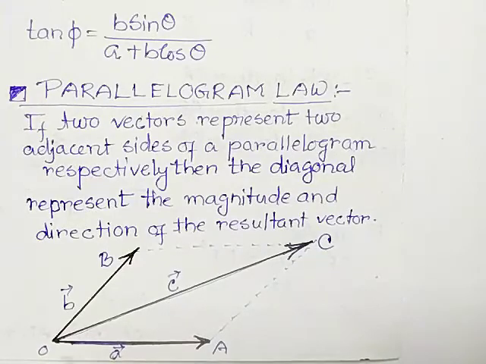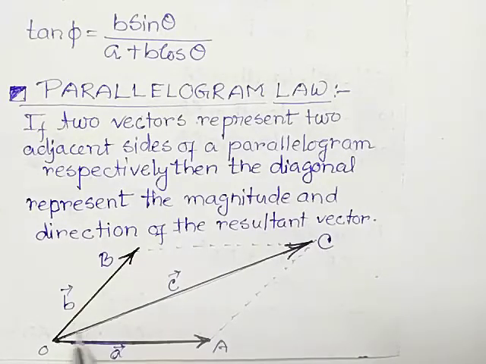In this parallelogram OACB, two adjacent sides, OA and OB, represent two vectors, A vector and B vector, and the resultant of the A vector and B vector is denoted by C vector, which is along the diagonal of this parallelogram. So what is the statement of the parallelogram law? If two vectors represent two adjacent sides of a parallelogram respectively, then the diagonal represents the magnitude and the direction of the resultant vector.